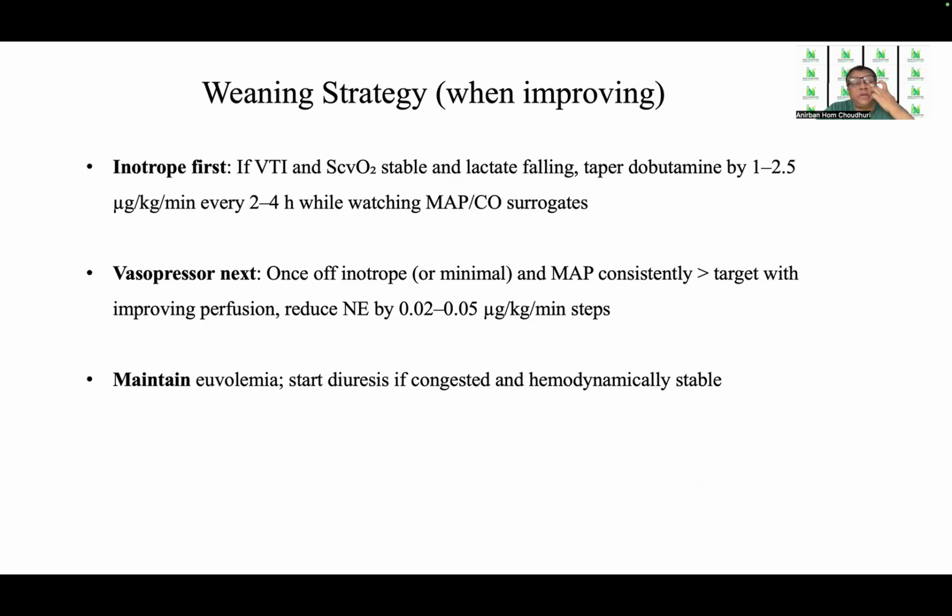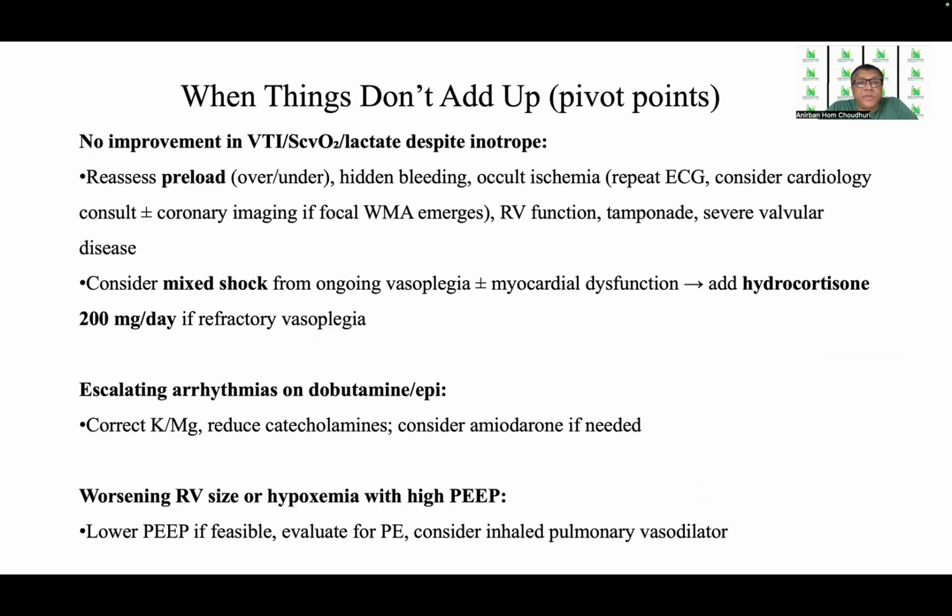After inotrope is weaned, we wean off the vasopressor, that is once off to minimal inotrope or the MAP consistently keeping high, maintaining the target with improving perfusion. We reduce the norepinephrine in 0.02 to 0.05 mics per kg per minute step increments. And we maintain euvolemia, start diuresis only if the lungs are congested and patient is hemodynamically stable.